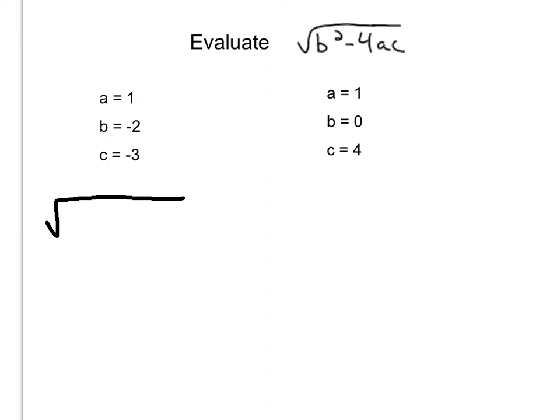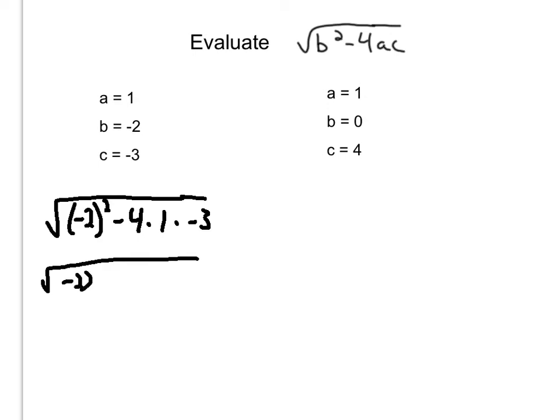So the first part is b squared. That means I'm taking this whole thing squared. So again, we talked about this last unit. I'm going to put this in parentheses. So that's negative 2 squared minus 4 times my a is 1 times my c is negative 3. And again, now we can change the subtraction to addition if we want to. So we're going to have negative 2 squared plus negative 4 times 1 times negative 3.